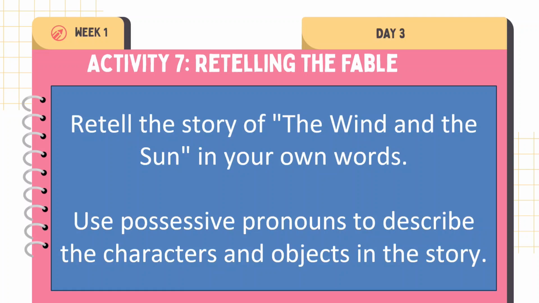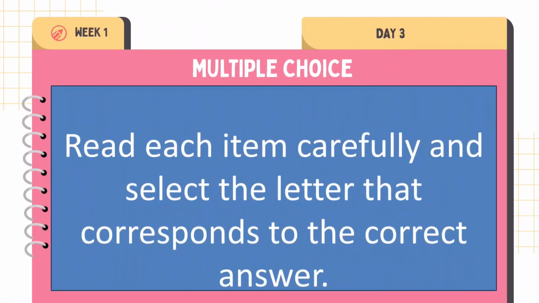Retell the story of the wind and the sun in your own words. Use possessive pronouns to describe the characters and objects in the story. Read each item carefully and select the letter that corresponds to the correct answer.